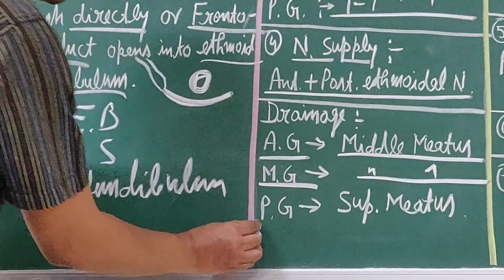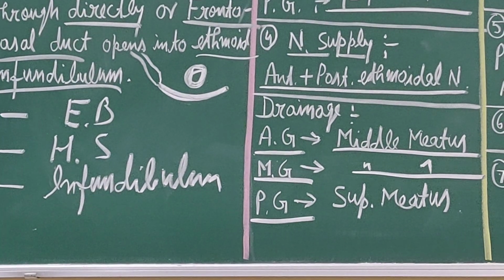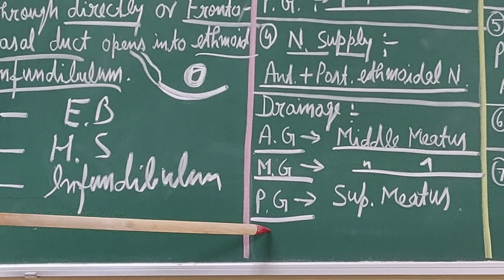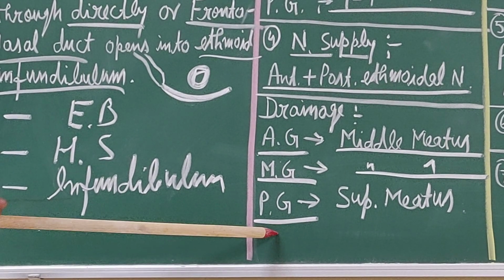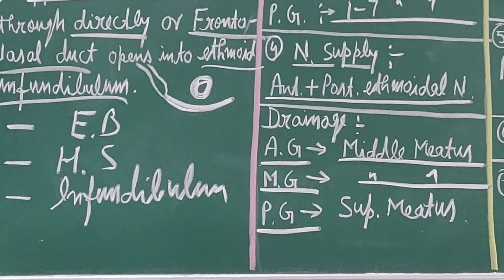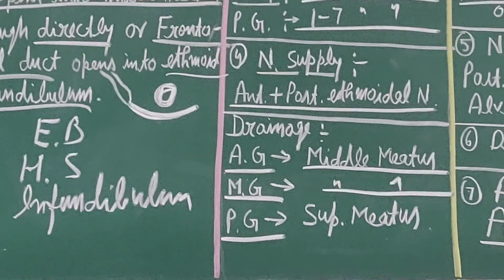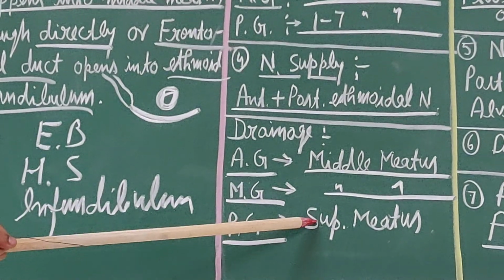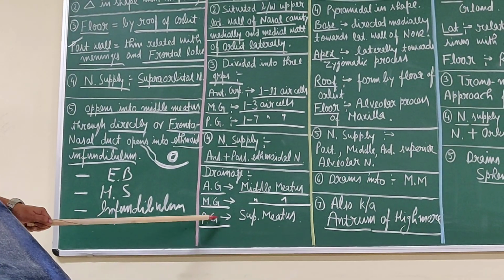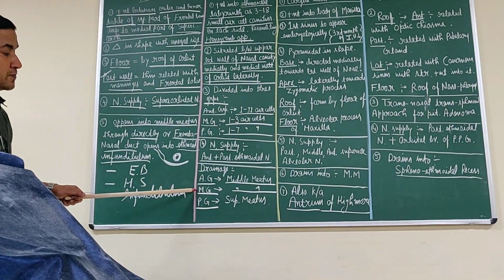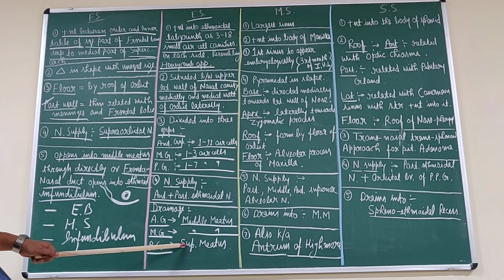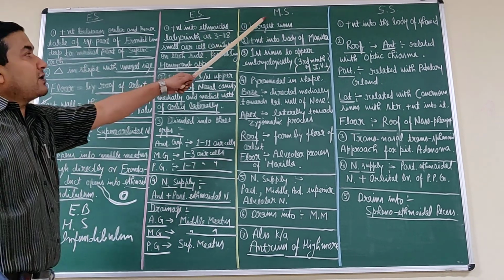Now this posterior group, it is separate. It is present in the posterior group of the clinically divided sinuses. It drains into the superior meatus. The superior meatus is situated underneath the superior concha, the superior turbinates. So the anterior and the middle group drain into the middle meatus, while the posterior group drains into the superior meatus.